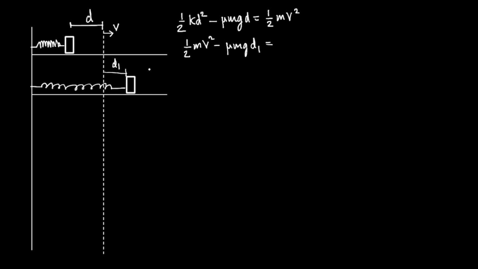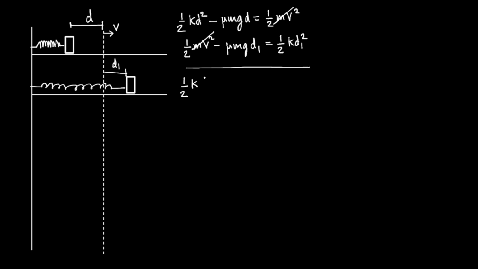Should be what? Energy over here. Here there is no kinetic energy, only potential energy in the spring, so it is half kd1². Now what you do, you simply add these two equations. So you see here the half mv² terms cancel, and if you bring the kd1² to the LHS and both these terms to the RHS, you get what?